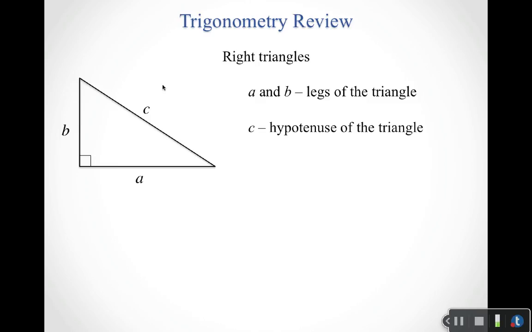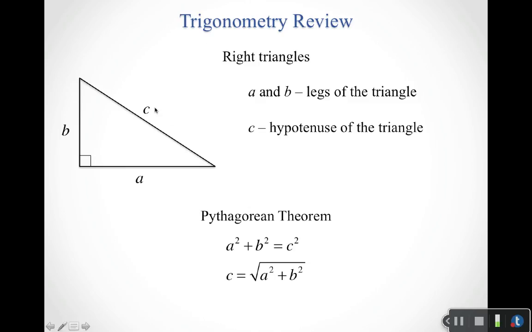And so there are four things that we want to make sure we're really comfortable with in terms of dealing with right triangles, the first of which is the Pythagorean theorem. And so the Pythagorean theorem is a way to relate the length of the three sides of your right triangle. So the Pythagorean theorem says that the length of side A squared plus the length of side B squared has got to be the length of side C squared.